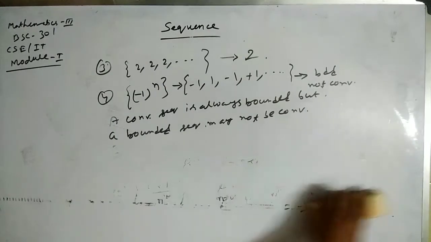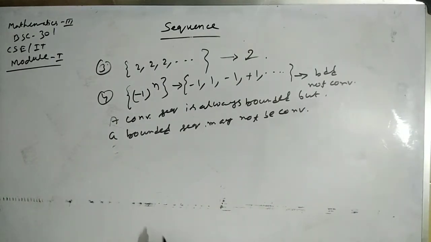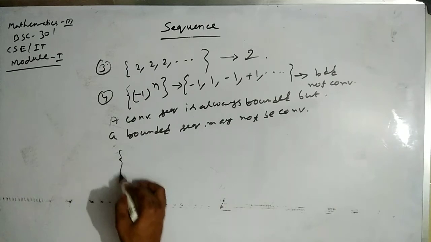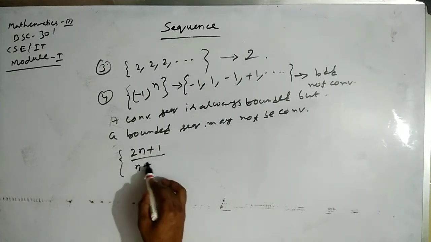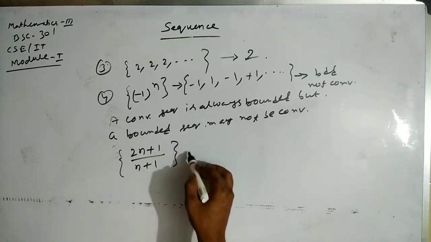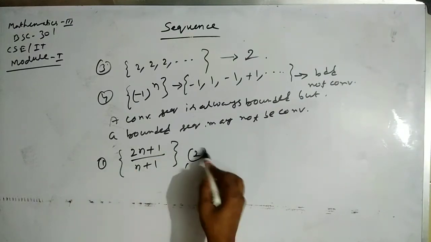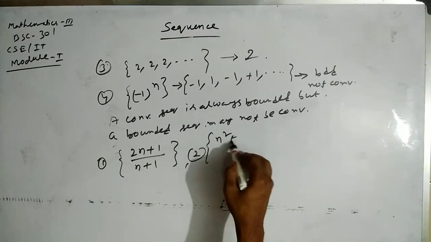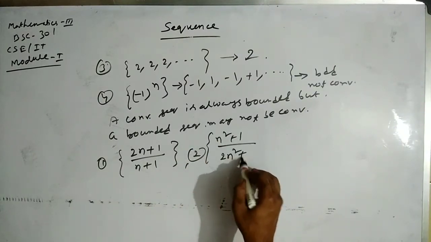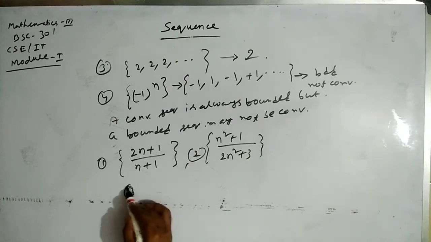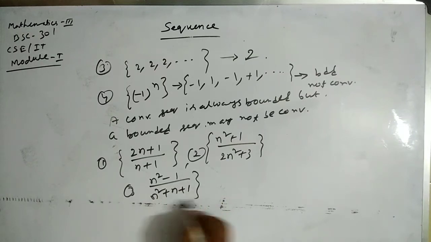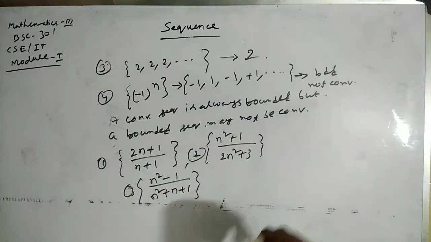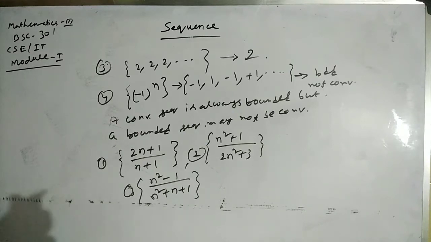Now I will give you some sequences and you will try to find whether these sequences are convergent or not. Number 1, number 2, (n square plus 1) by (2n square plus 3), and number 3, (n square minus 1) by (n square plus n plus 1). This is your assignment for home. You will try to find whether these sequences are convergent or not.